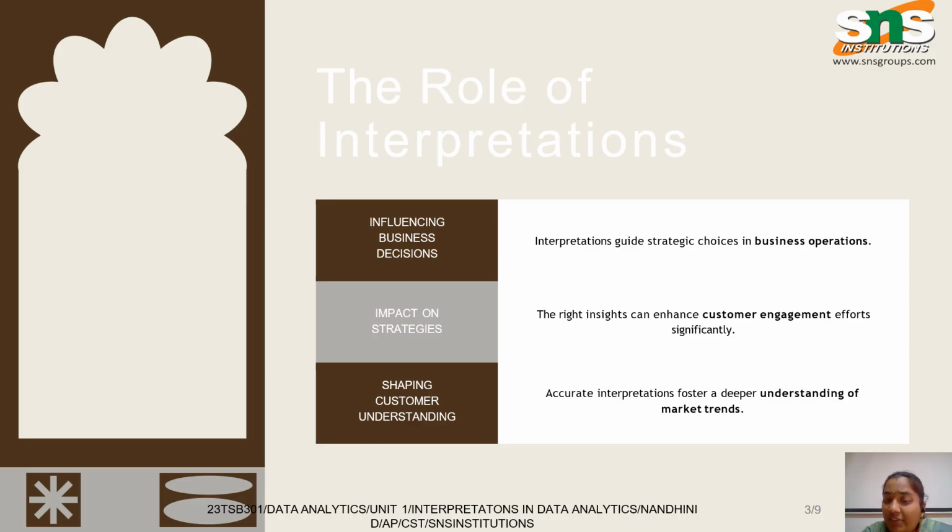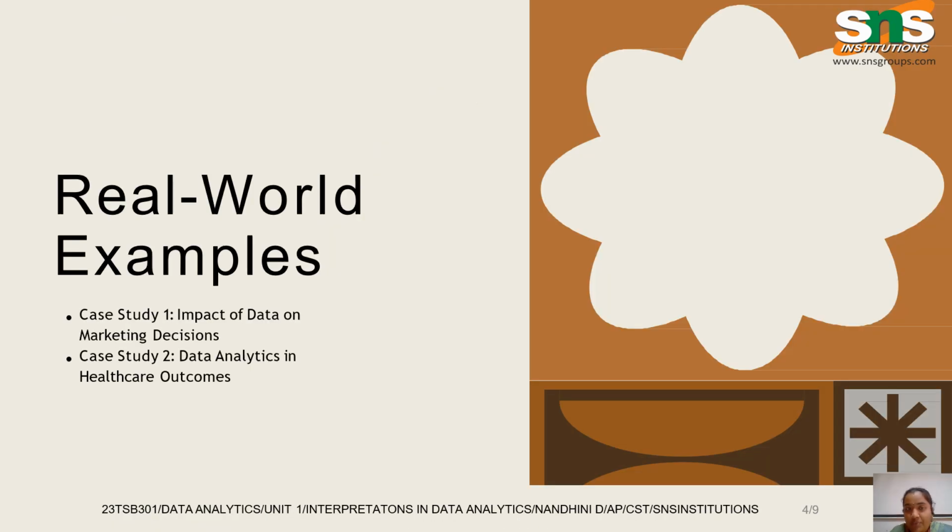The fourth one is identifying patterns and trends, which helps to spot the relationship between the data and the business strategies, how they are working. Next one is real world examples. There are two case studies. One is how data in marketing leads to a decision, and the next one is how healthcare gets an outcome.